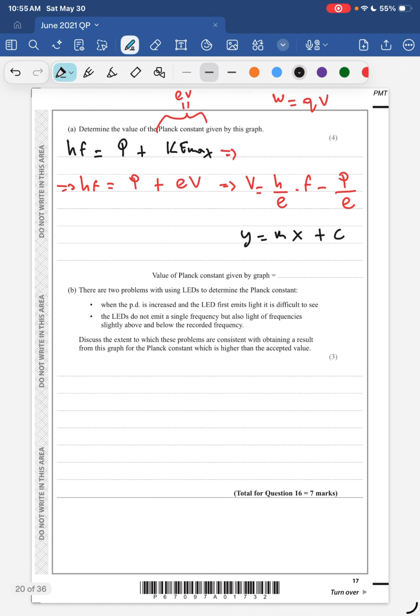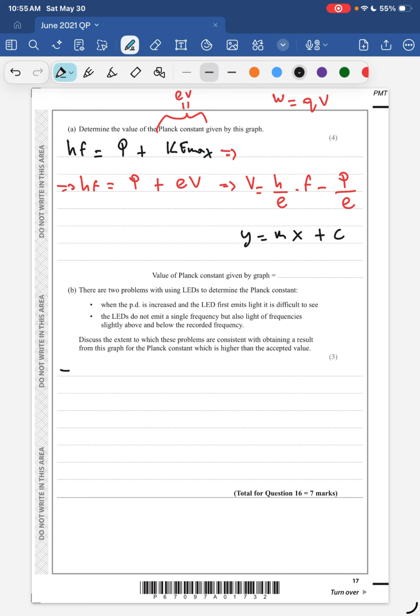All right, let's go back and read question B. There are two problems with using LEDs to determine the Planck constant. When the potential difference is increased and the LED first emits light, it is difficult to see. The LEDs do not emit a single frequency, but also light of frequencies slightly above and below the recorded frequency. Discuss the extent to which these problems are consistent with obtaining a result from this graph for the Planck constant, which is higher than the accepted value.